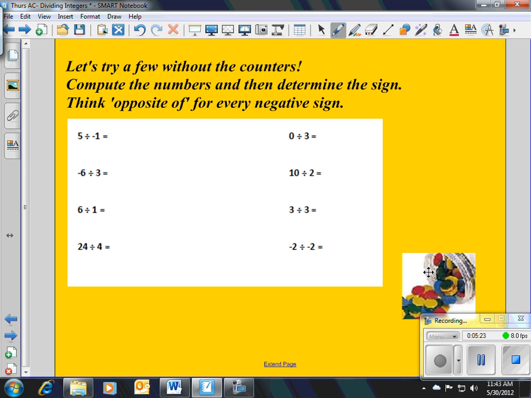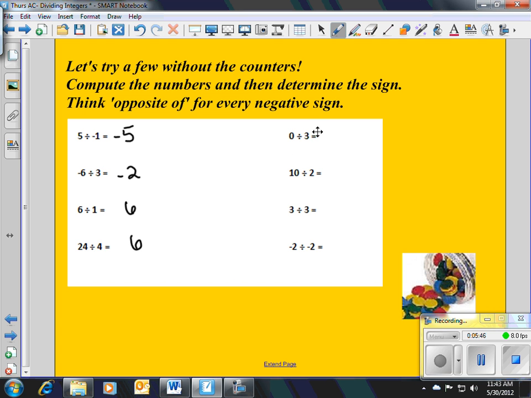So let's practice just a few more. 5 divided by 1 is 5, but there's only one negative, so my answer is negative. 6 divided by 3 is 2. Only one negative, so my answer is negative. No negatives at all, so 6 divided by 1 is 6. No negatives at all, so 24 divided by 4 is 6.